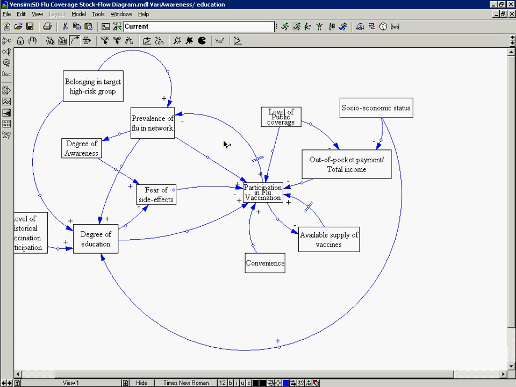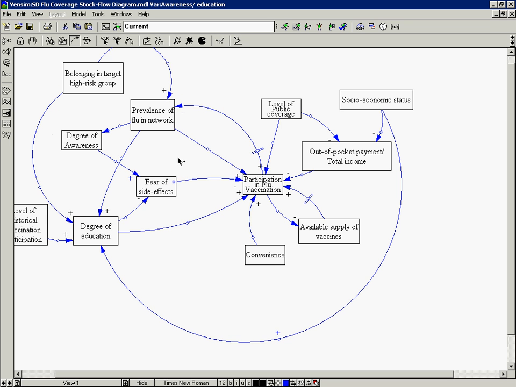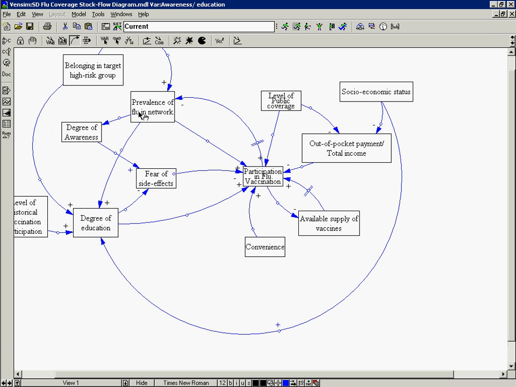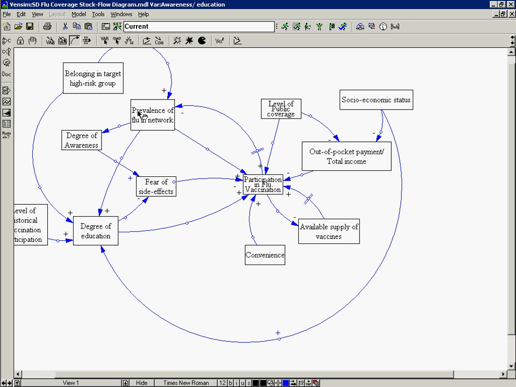Can anyone else suggest elements that might need to be added? In general, I think this is a pretty good diagram. Mm-hmm.